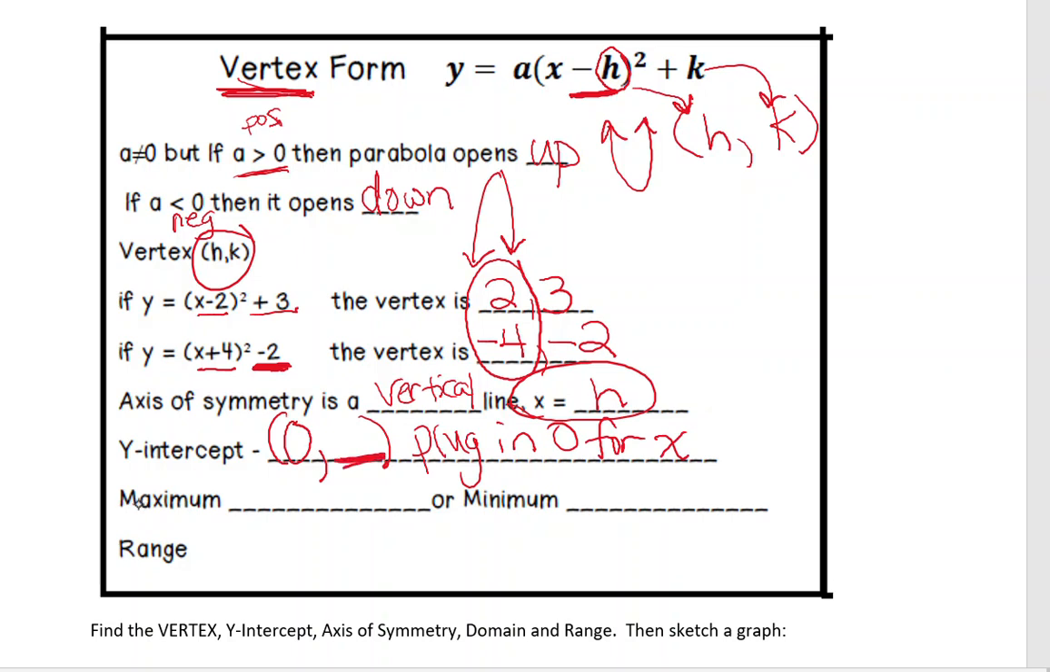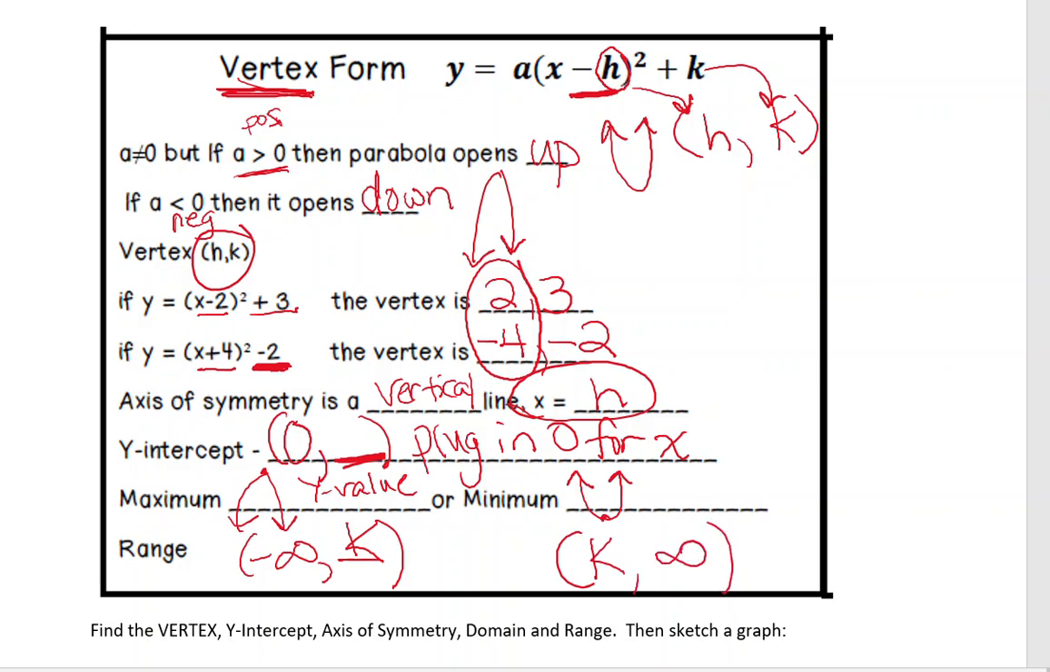The maximum is the vertex: when the parabola opens down, it has a maximum, and when the parabola opens up, it has a minimum, and this helps you find the range. It's whatever the y value is of the vertex. If it opens down, then the range is going to be negative infinity to that y value of the vertex, which is k. And if it opens up, then it has a minimum, and it's going to be k all the way to positive infinity.